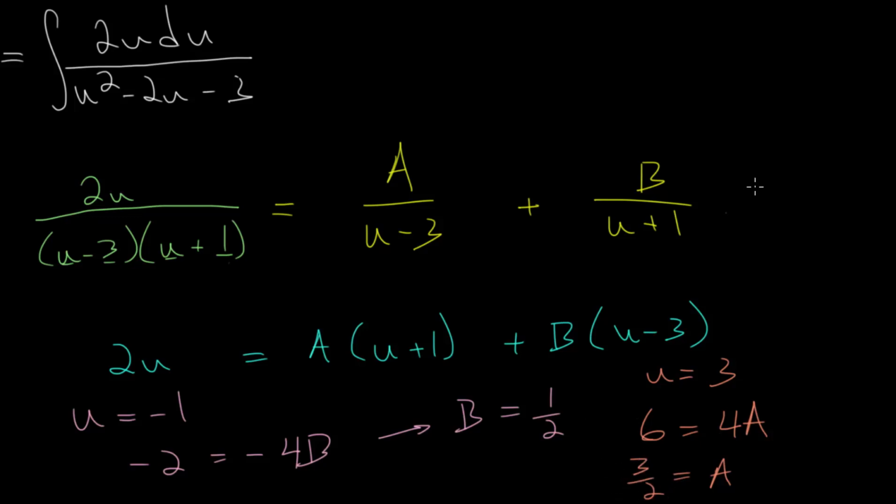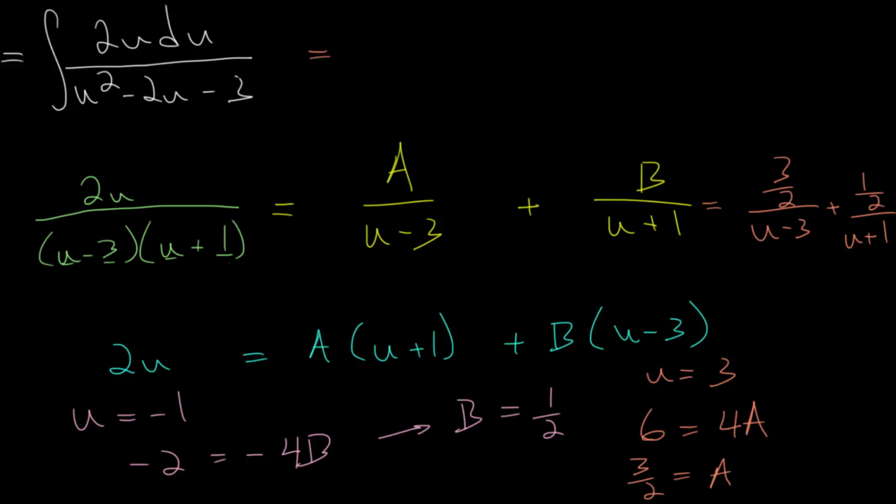So we've simplified this. We can now rewrite these partial fractions. We have a over u minus 3, but a is 3/2. So we have 3/2 over u minus 3 plus b, which is 1/2, all divided by u plus 1. So we've rewritten this expression using these partial fractions, and from there we can just use techniques from Calculus 1 to actually solve this integral.